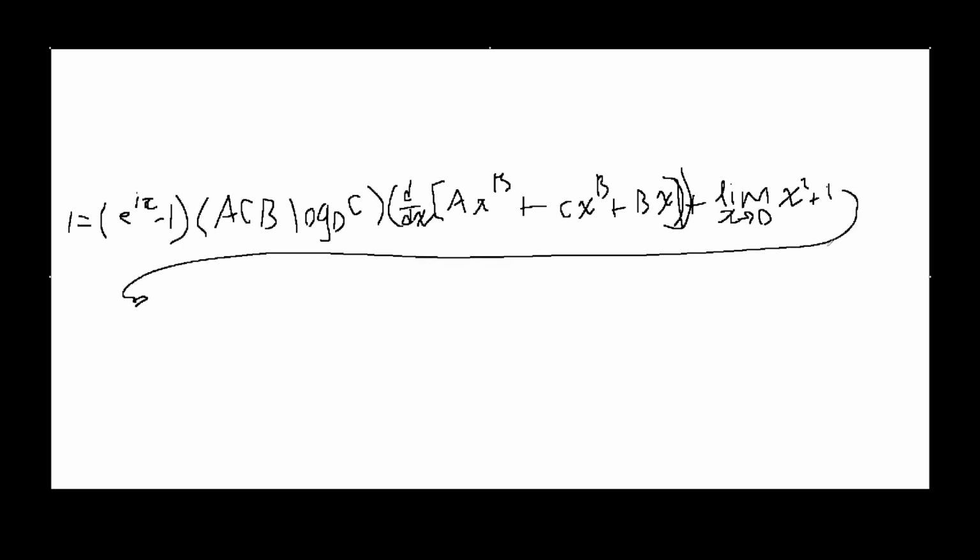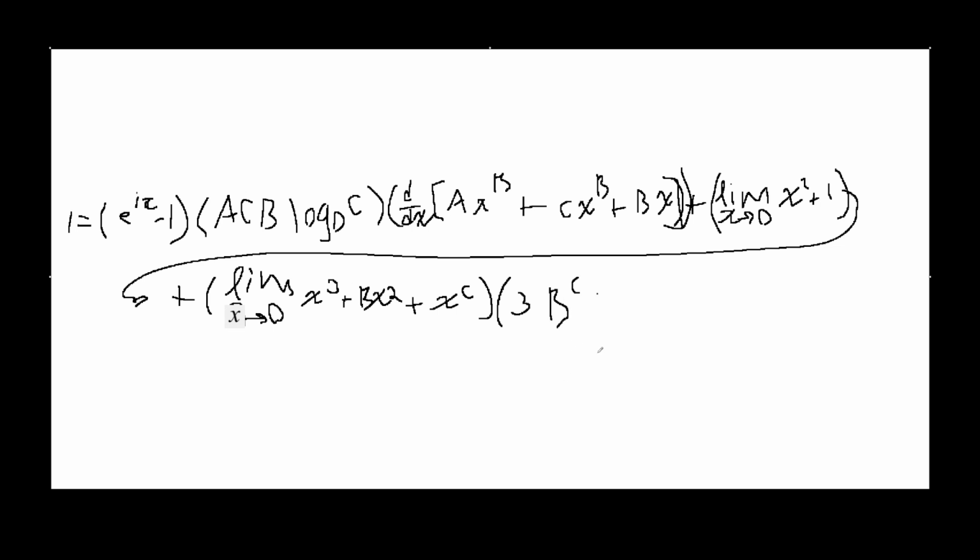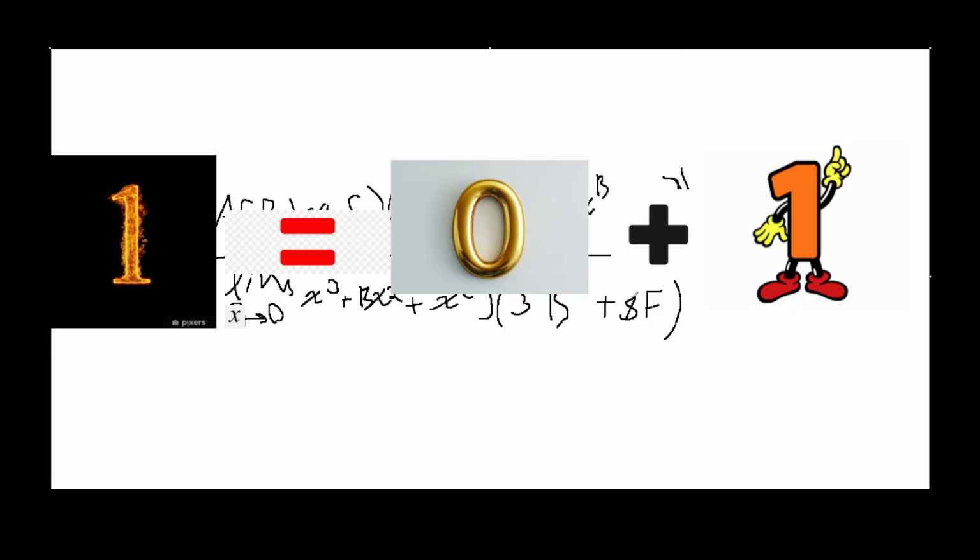Bring it down here. Plus the limit as x approaches 0 once again of x cubed plus b x squared plus x to the power of c. I don't know, times 3bc plus a. You know what? We're gonna do f. So we have 5 variables. Wow, I did it. 1 equals 0 plus 1.